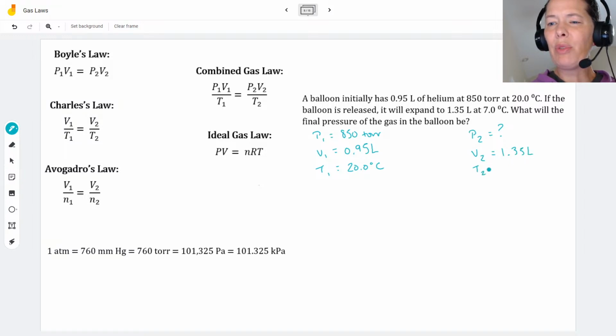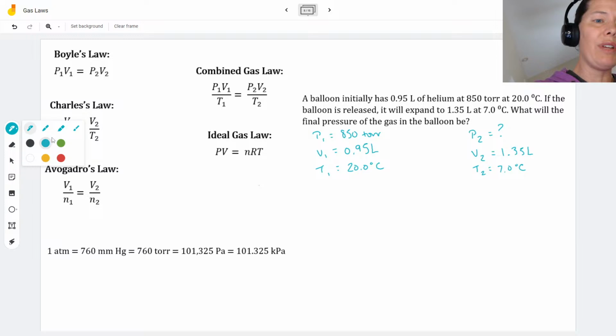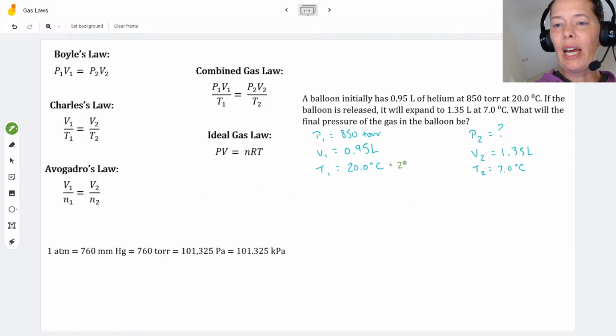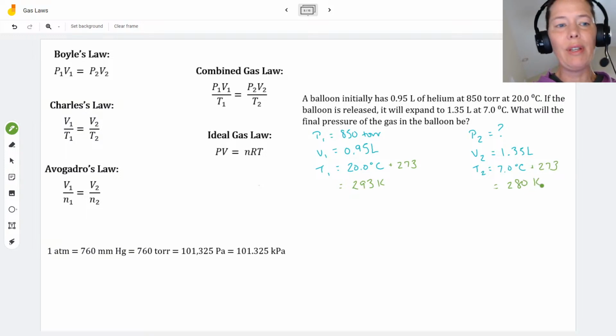And our final temperature is 7 degrees Celsius. All right, so we do have units that are matching. However, just like before, Celsius does need to be converted into Kelvin. So let's go ahead and convert those into Kelvin. So we're going to add 273, and that is going to make T1 293 Kelvin. Again, we're going to add 273 here. And so our T2 is 280 Kelvin.